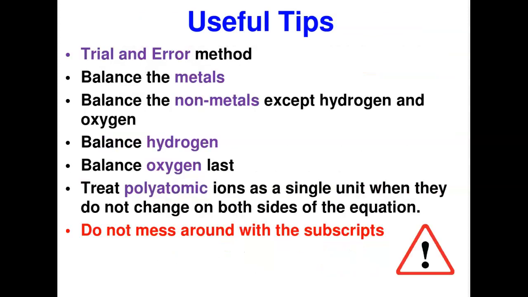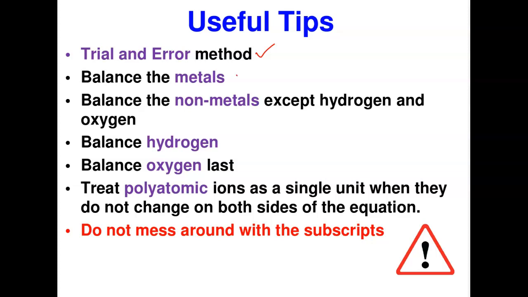Now, I have some important useful tips you need to take note of. These useful tips will help you to balance equations very fast and accurately. The first thing is that we balance equations using the trial and error method. That's the most convenient way. There are other methods that involve using linear equations, algebra, or matrices. Those are much more complex than what we'll be doing in chemistry at the level of this class.